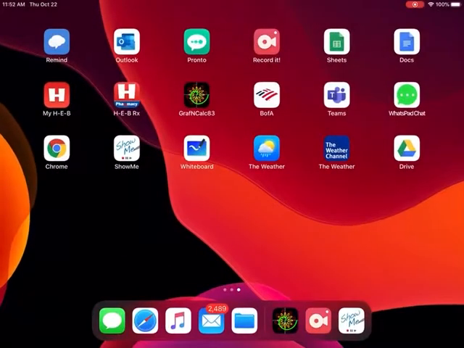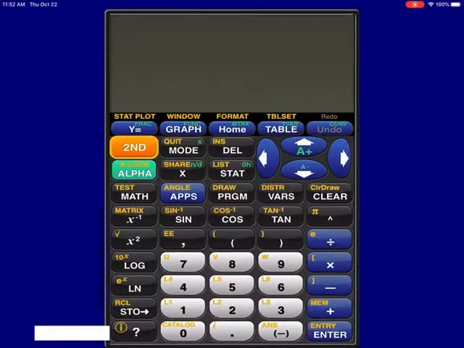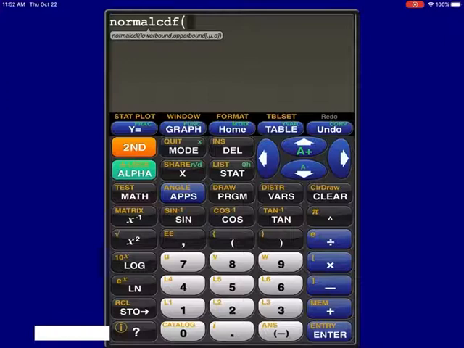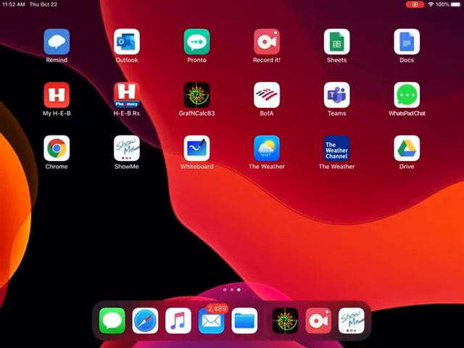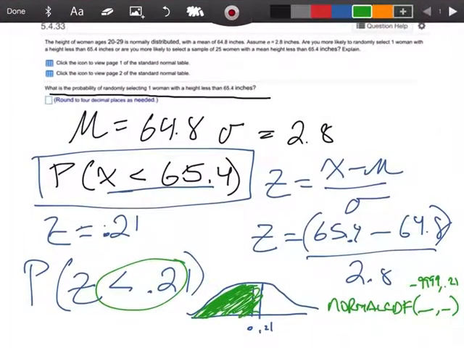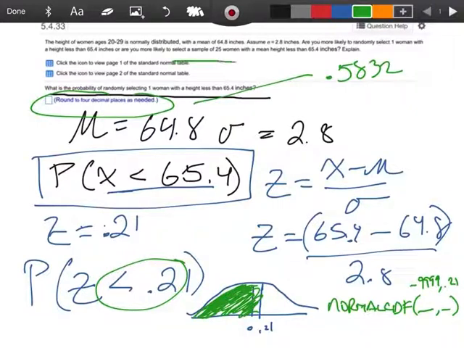So on my calculator, let me come back here. Let me clear this out. I'm going to go second bars. I'm going to go to normal CDF, negative 9999, comma, 0.21. Close that off. And again, to 4 decimal places, I'm coming up with 0.5832. So right here it says 4 decimal places, and we said 0.5832.